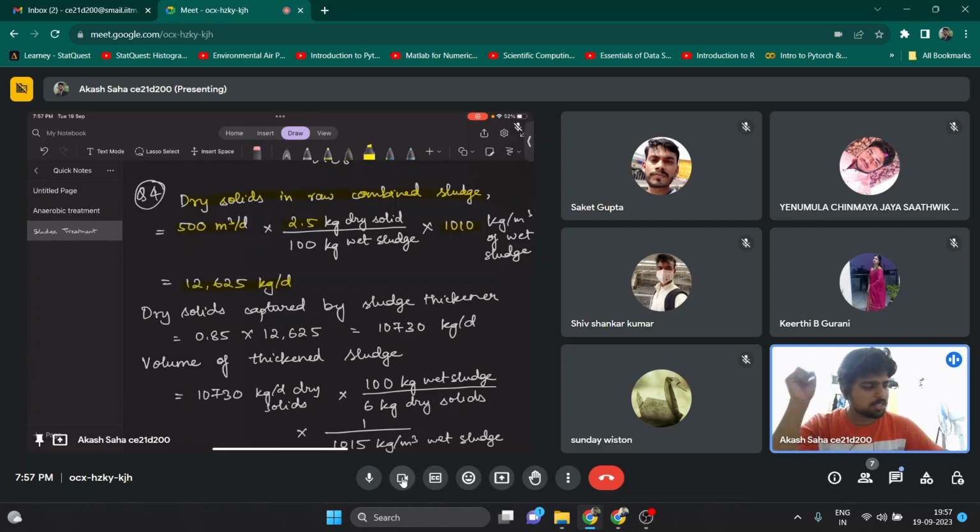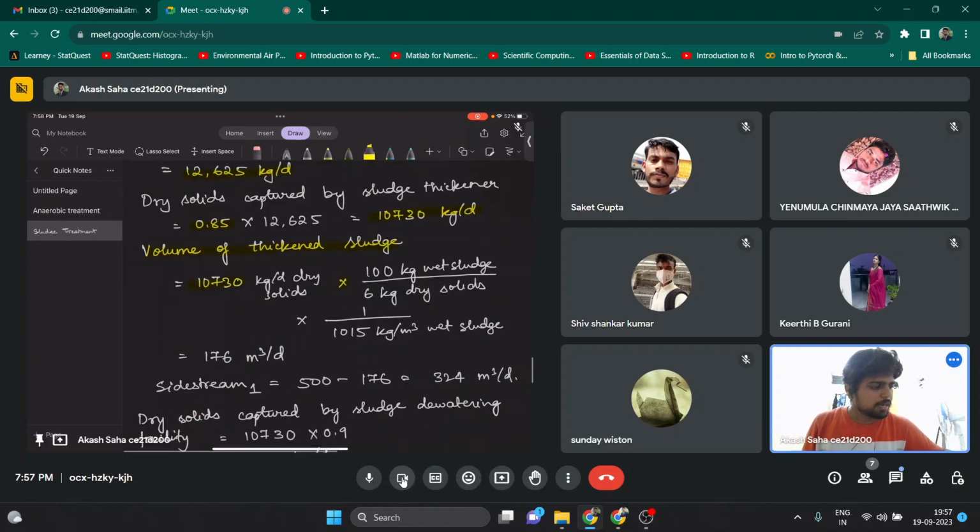If we know the dry solid content of the combined sludge, we can find out what it will be after thickening, which is 85%. So this 85% will be my dry solids after thickening. And what will be the volume of the thickened sludge? We can find it with the flow rate into 100 by 6, that is the solid content in the thickened sludge, into 1 by the density. So I found the volume of my thickened sludge. If 176 is the volume of the thickened sludge, my side stream will be 500 minus 176, that is 324. Like this we solve.